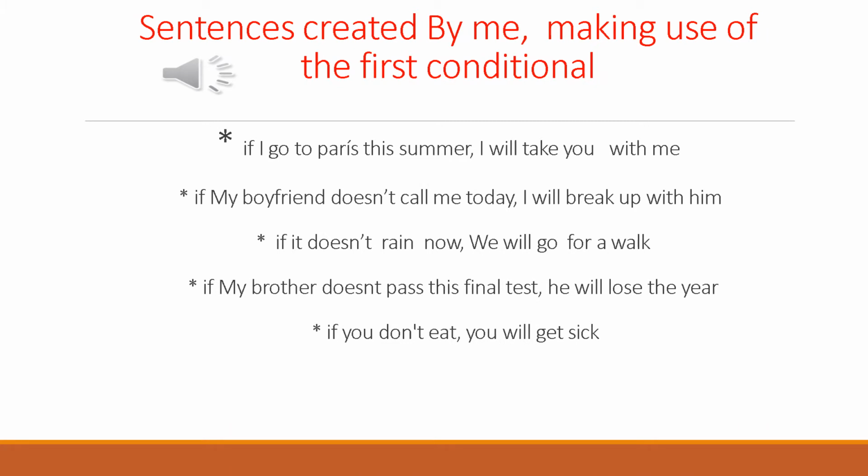Sentences created by me making use of the first conditional. Here are some examples. If I go to Paris this summer, I will take you with me. If my boyfriend doesn't call me today, I will break up with him. If it doesn't rain now, we will go for a walk. If my brother doesn't pass the final test, he will lose the year. If you don't eat, you will get sick.